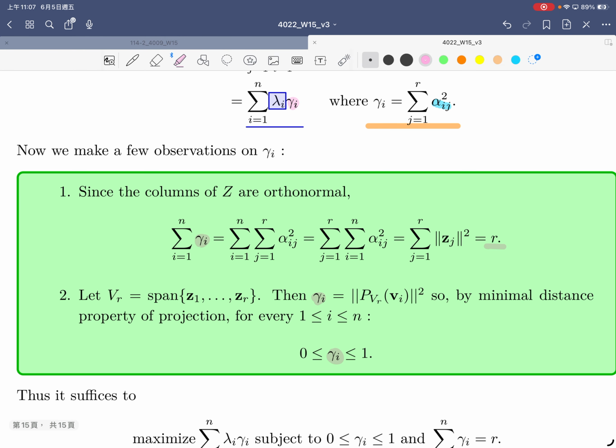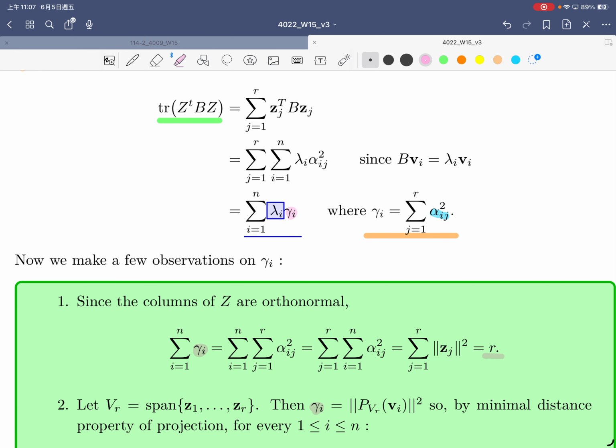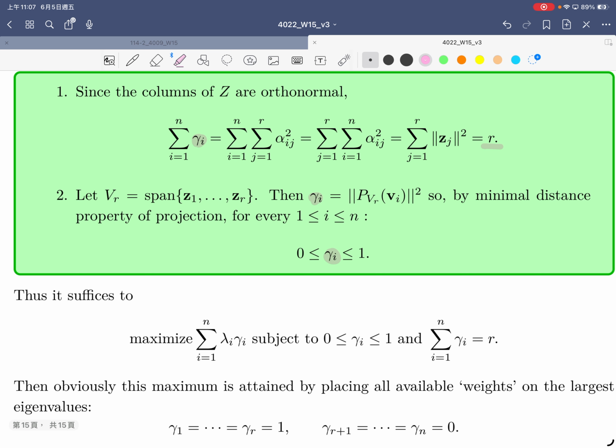So as a result, you reduce your original optimization problem, maximizing the trace of Z transpose B Z, into a ridiculous problem. That is to maximize this guy. And now you have two conditions. Condition number one is that the sum of all these γ_i is r. And all these γ_i are between 0 and 1.